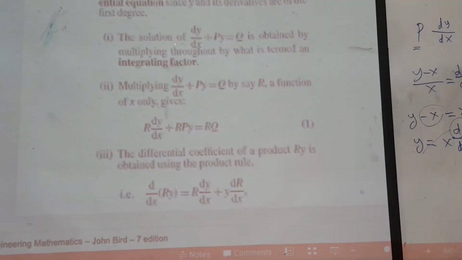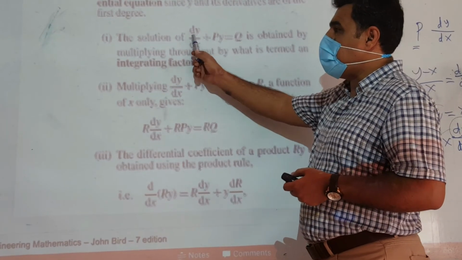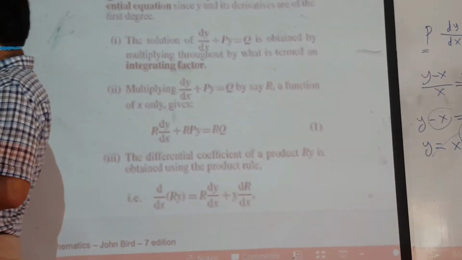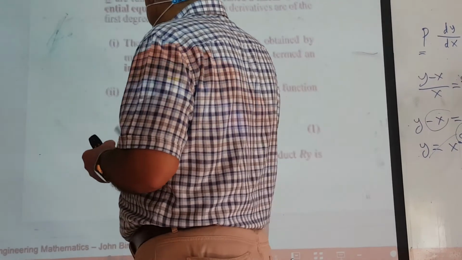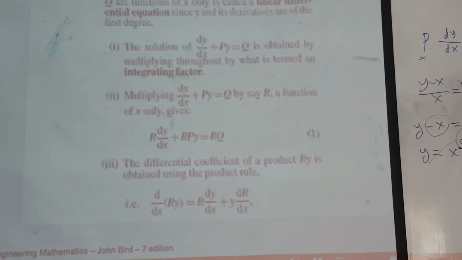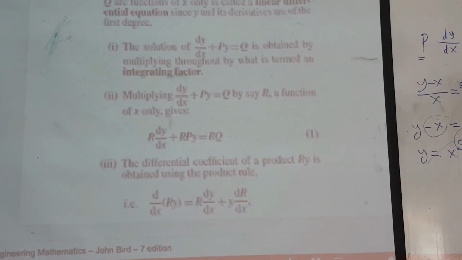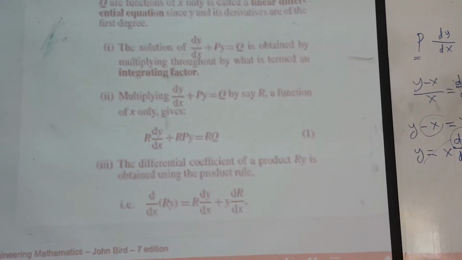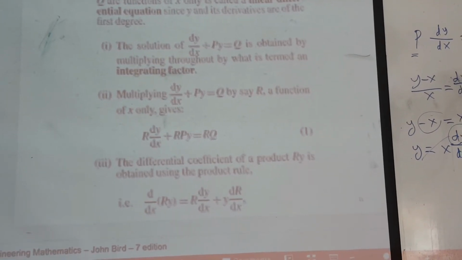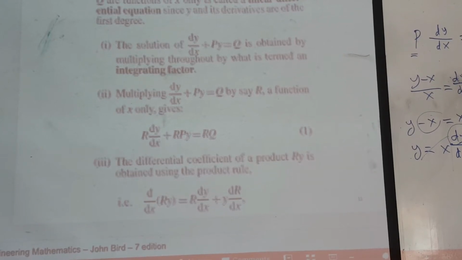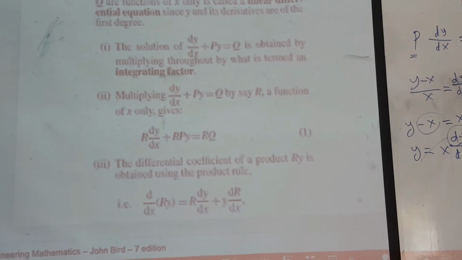You have the solution. Sometimes you have an equation. You see, in this case, we are having the equation in this format. Now you have another format. You have dy over dx plus Py is equal to Q. So you have a different format of equation. If you find the equation in this format, then you have to apply this method.